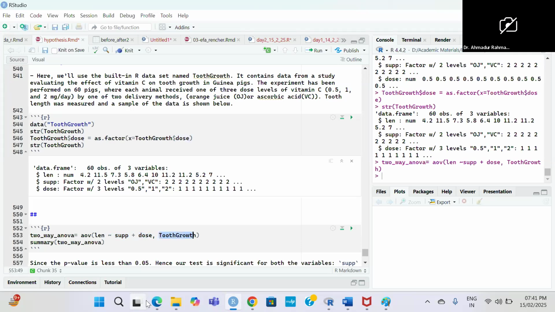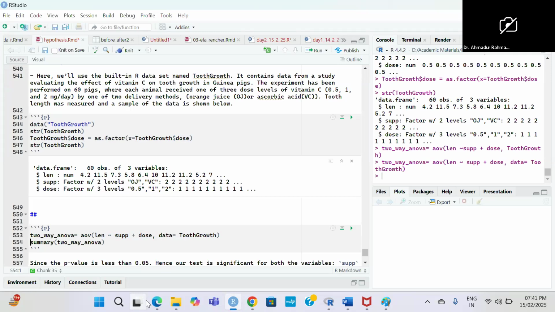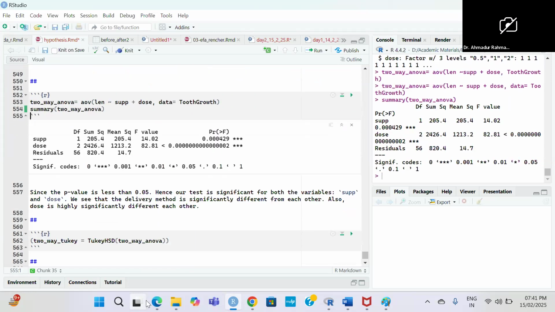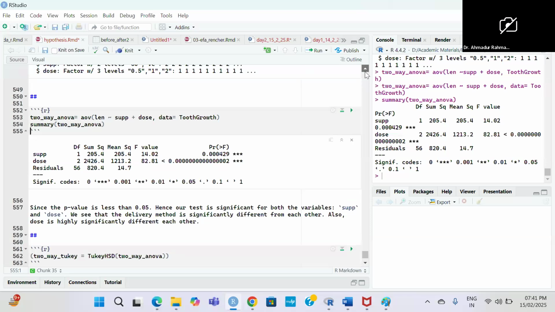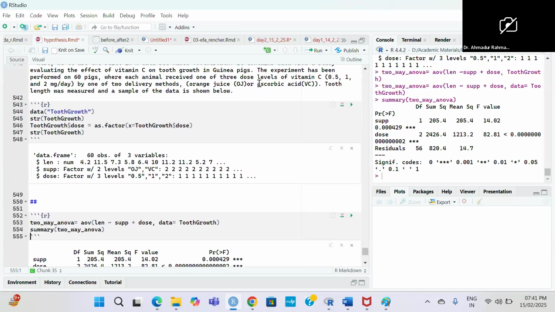equal to tooth growth। कभी हम डेटा इज इक्वल टू लिखते हैं, कभी नहीं लिखते हैं, डज नॉट मैटर, but data is equal to tooth growth. And then we run this. And then we write the summary of this. And summary of this is saying that sub mean VC और OJ जो दो तरह के विटामिन दिए जा रहे थे इसको, जो ascorbic acid, one is orange juice is used for OJ, and ascorbic acid it is used for VC, and both of them are the source of vitamin C.